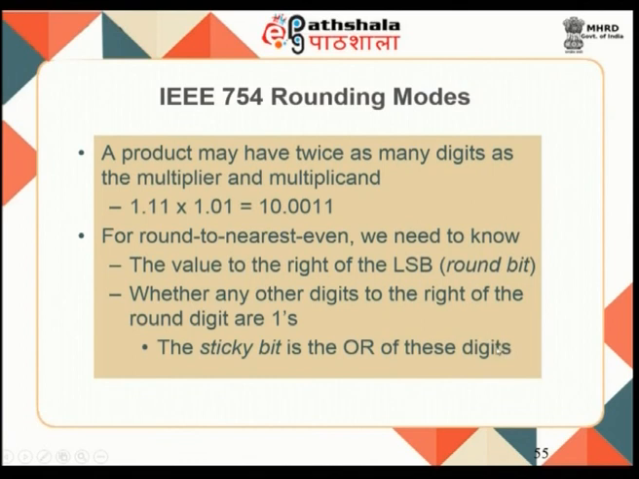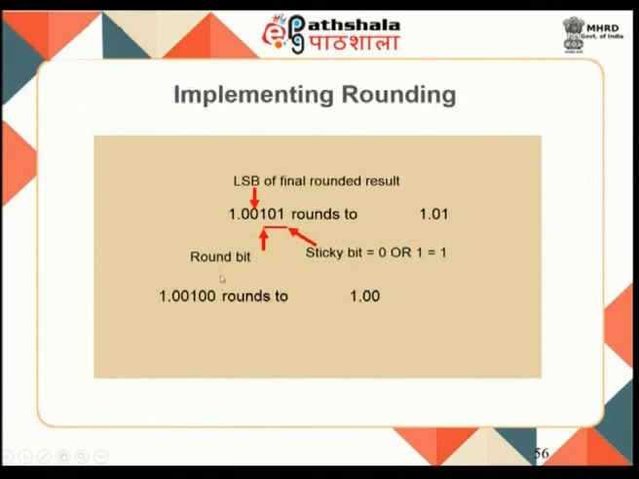This rounding mode is very frequently used, and in order to do this you will have to have what is called a round bit, and you need what is called a sticky bit, which is the OR of the bits to the right of the round bit. This indicates where you are going to stop, this is the round bit, and the OR of these bits indicates the sticky bit. Here the sticky bit is 1 because the OR of these bits is 1, and 1.00100 is rounded off to 1.00.